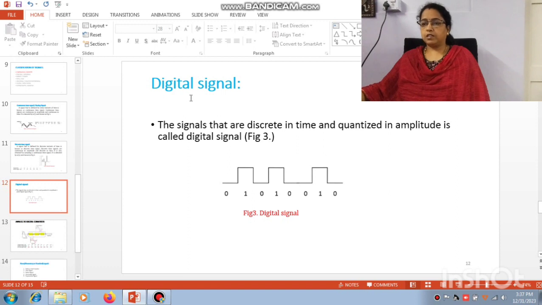Another type of signal is called a digital signal, which is represented by only two amplitudes, that is 1 and 0. So the amplitude is either 1 or it is 0. That kind of signal is called a digital signal.